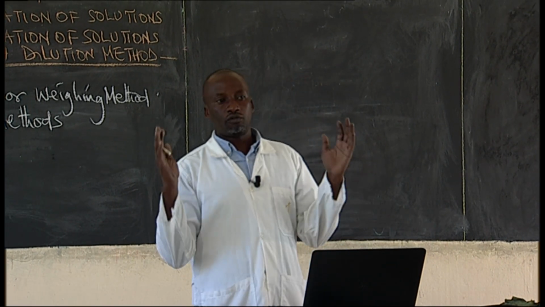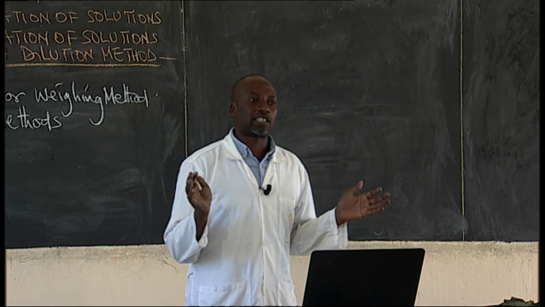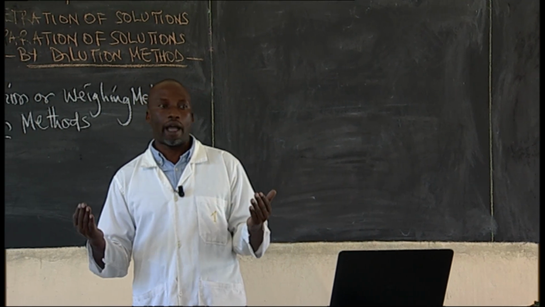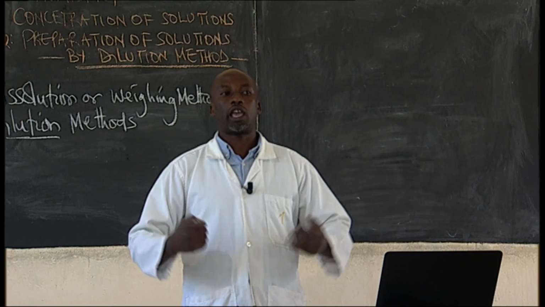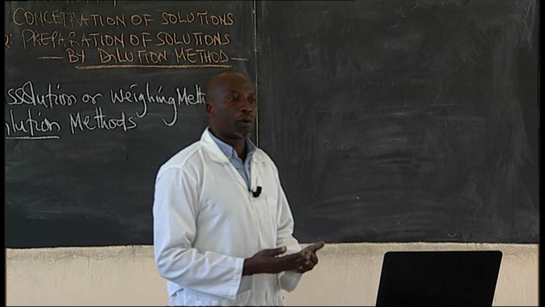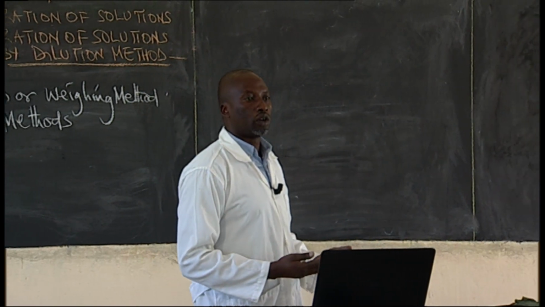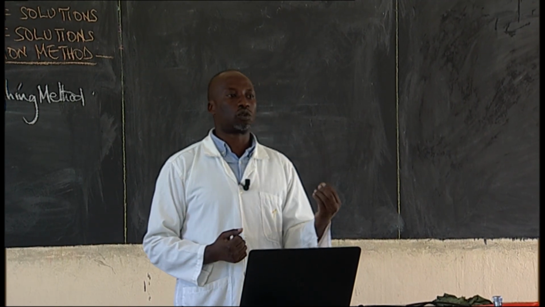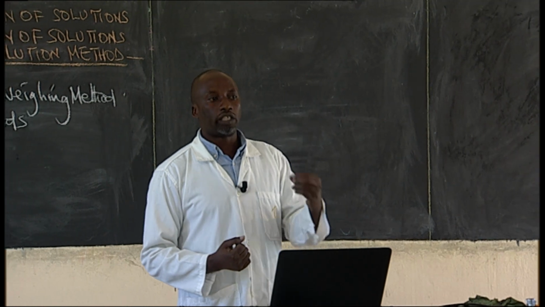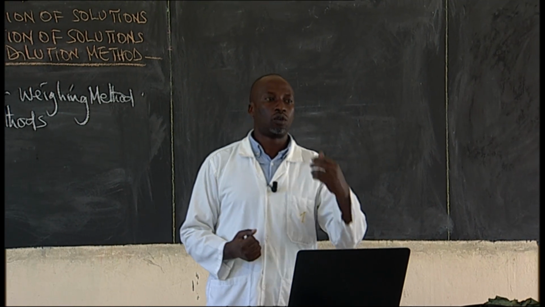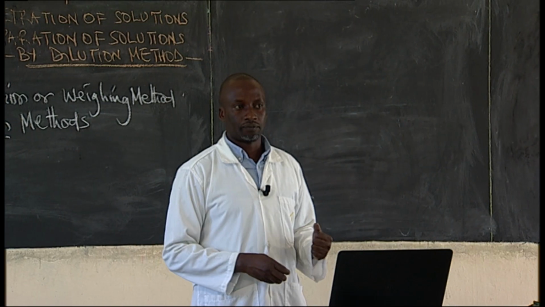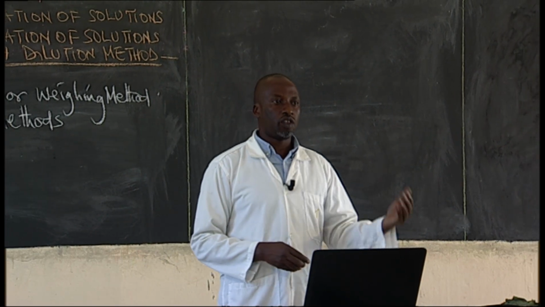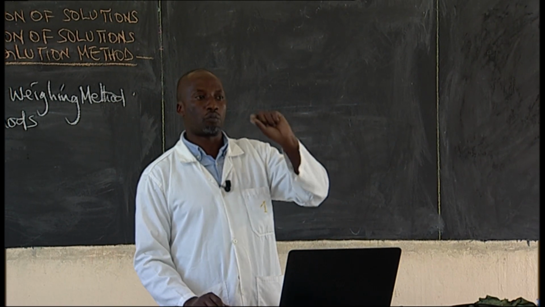So let's first of all look at the exercise that I left behind. It was just maybe like a homework. How do you prepare a solution of 1 liter containing 0.1 mole of copper 2 sulfate? What do you do if you want to prepare 0.1 mole?